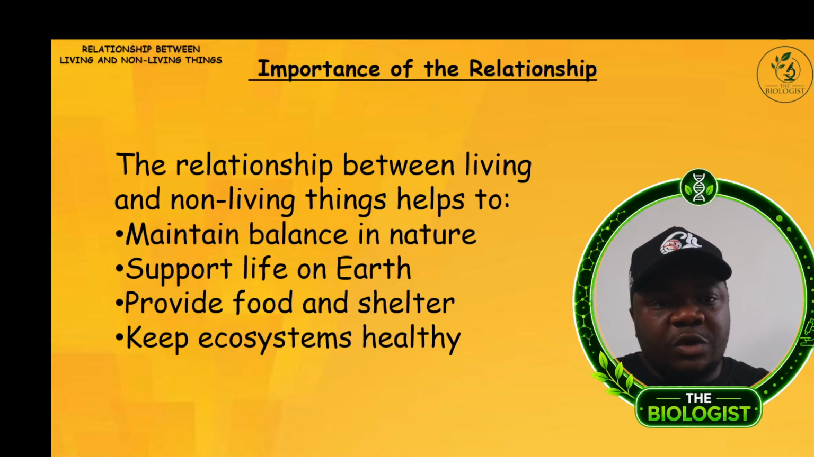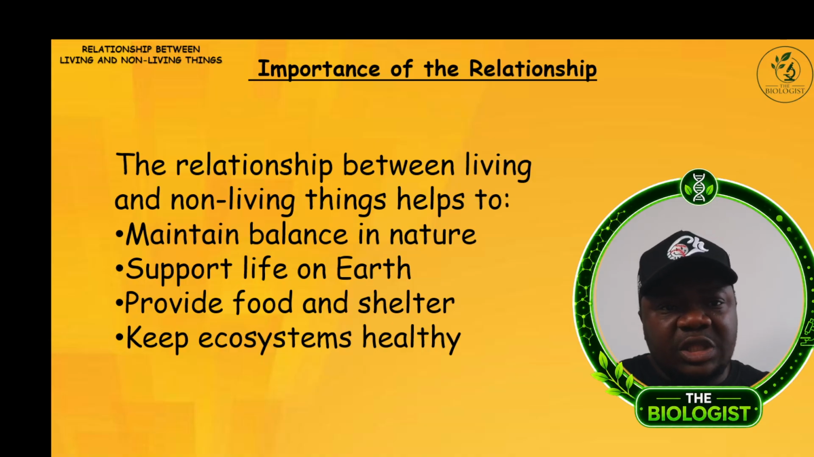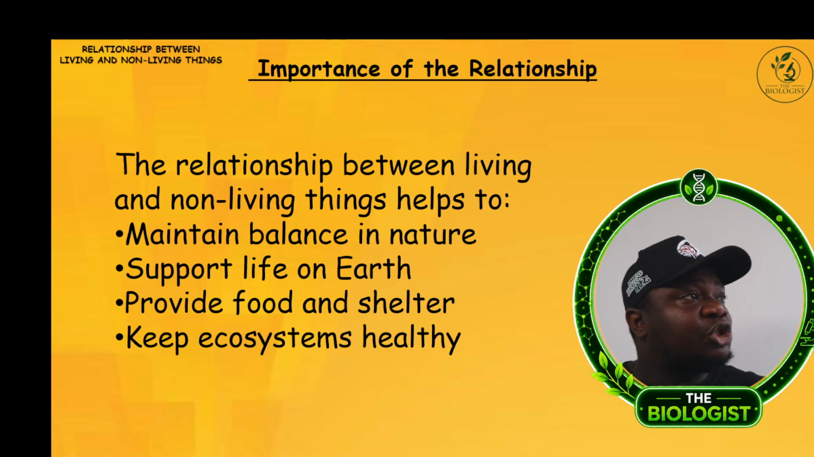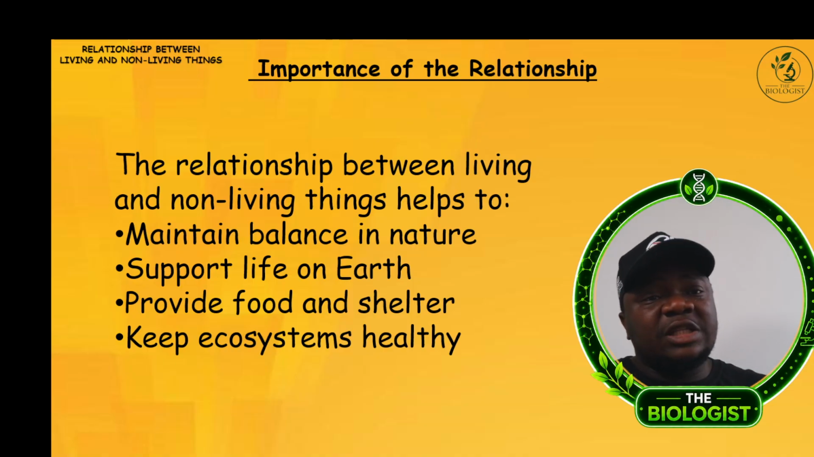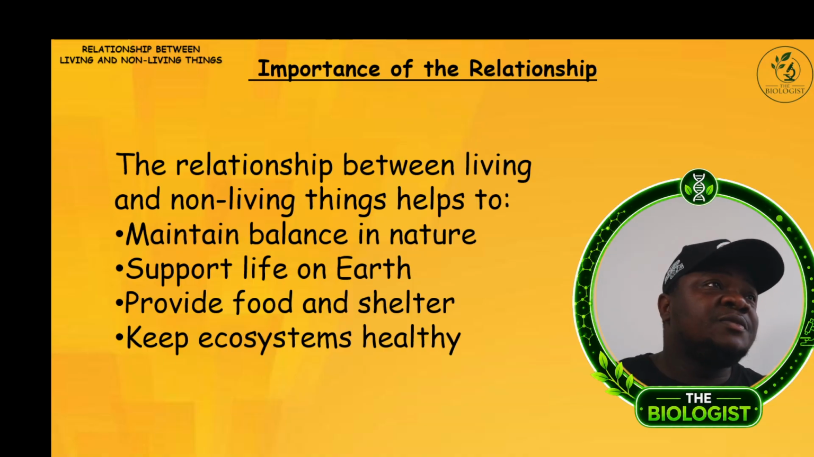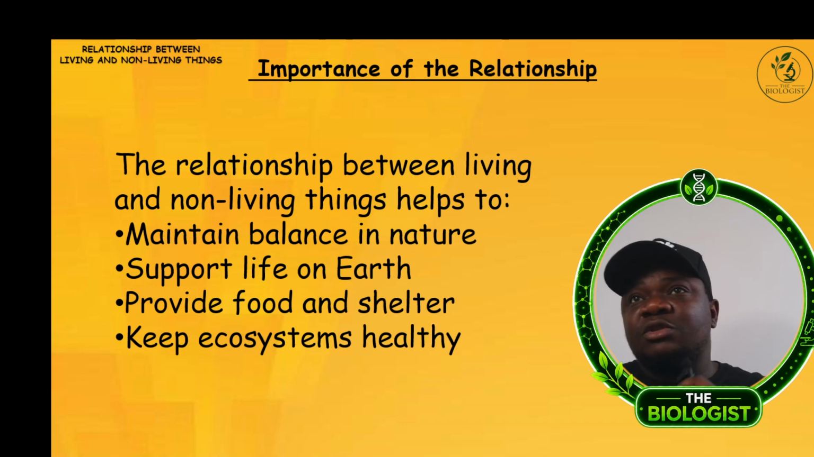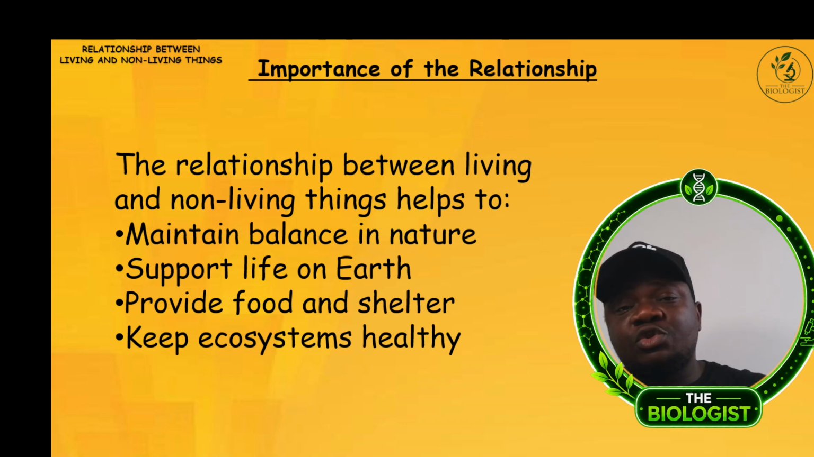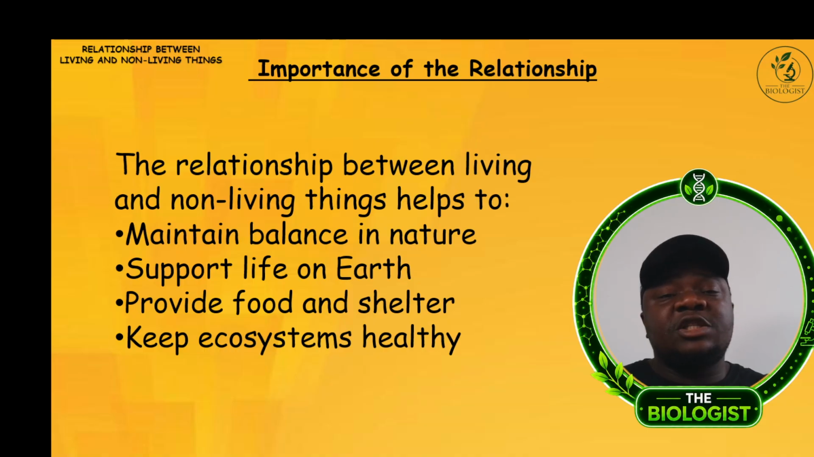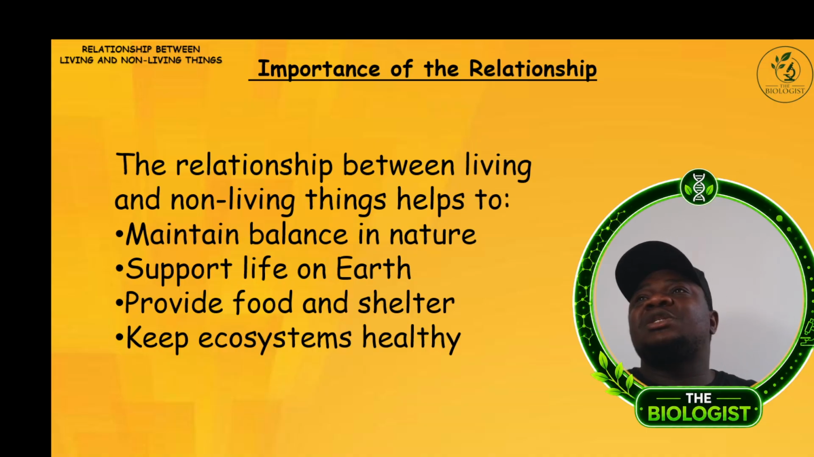Before I show you the few questions, let me just go through this slide. The relationship between living and non-living things helps to maintain balance in nature, which is very important. And it supports life on Earth, because without non-living things, we cannot survive. Without oxygen, you won't survive. Without sunlight, plants cannot manufacture their own food. It helps to provide food and shelter, and it keeps the ecosystem healthy. So we cannot do without non-living things. We need non-living things to thrive.